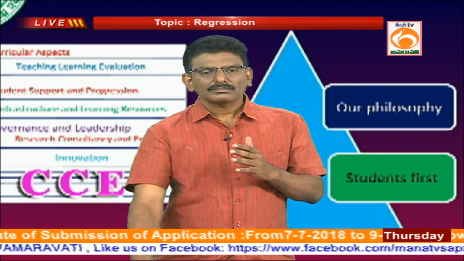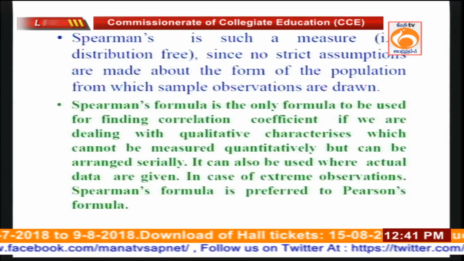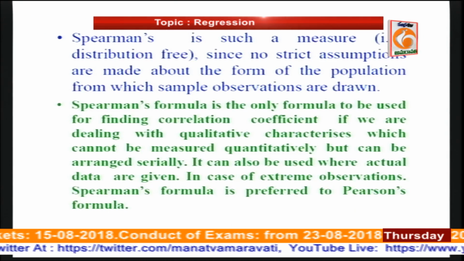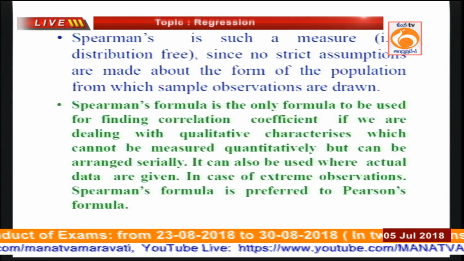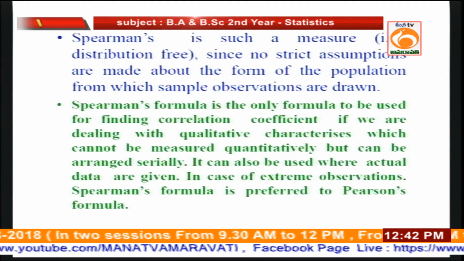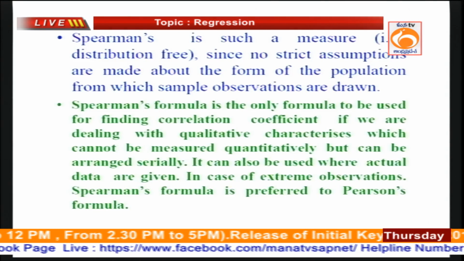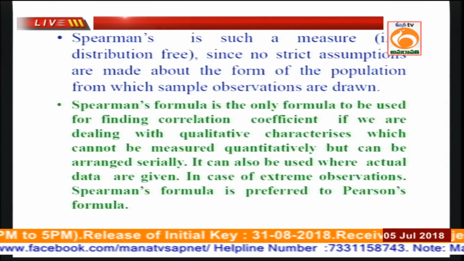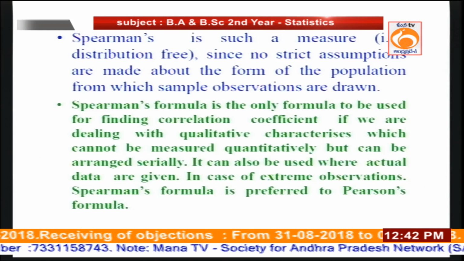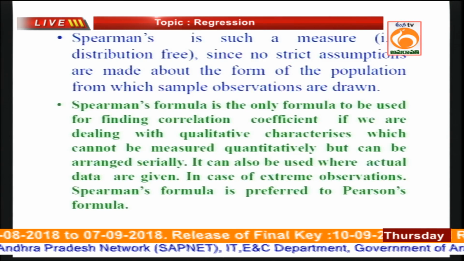Now, the assumptions of Spearman's measure. It is free from distribution, since no strict assumptions are made about the form of the population from which the sample observations are drawn. That is very important: it is a distribution-free method. In non-parametric cases we have to use this Spearman's rank correlation technique. Spearman's formula is the only formula to be used for finding the correlation coefficient if you are dealing with qualitative characteristics. That is very important.